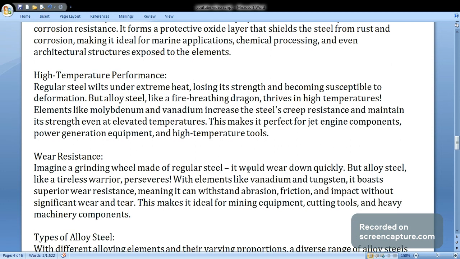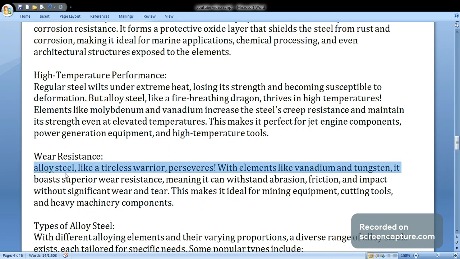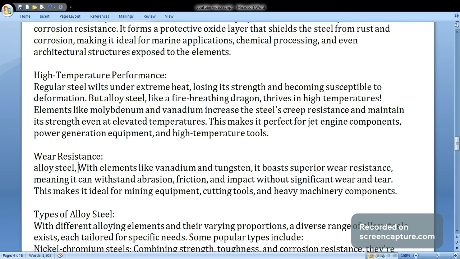Wear resistance. In wear resistance, alloy steel with elements like vanadium and tungsten boosts wear resistance, withstanding abrasion, friction, and impact without significant wear and tear.